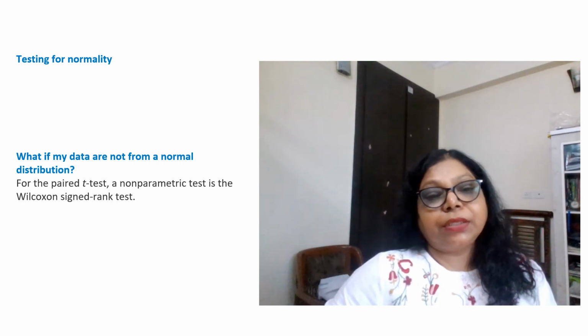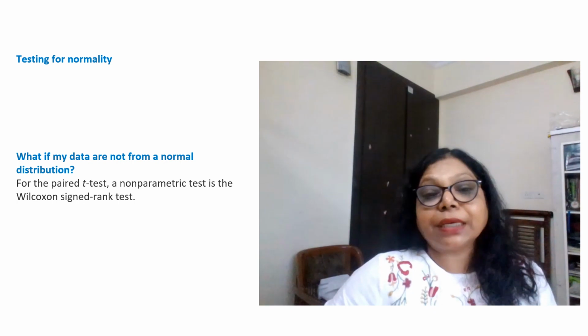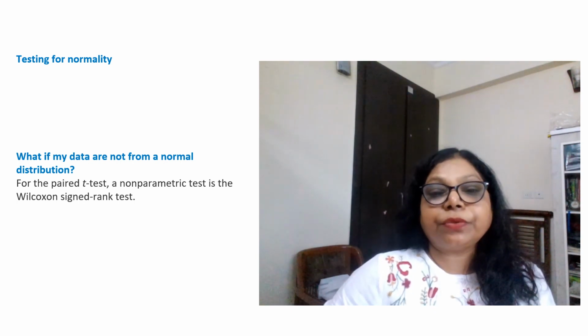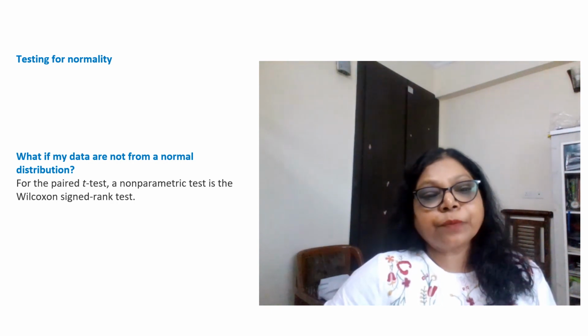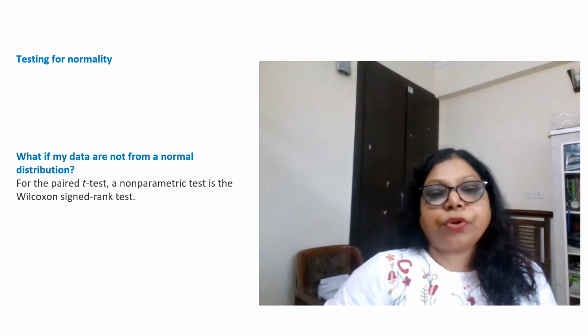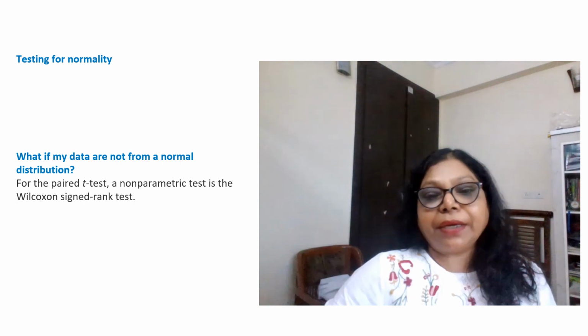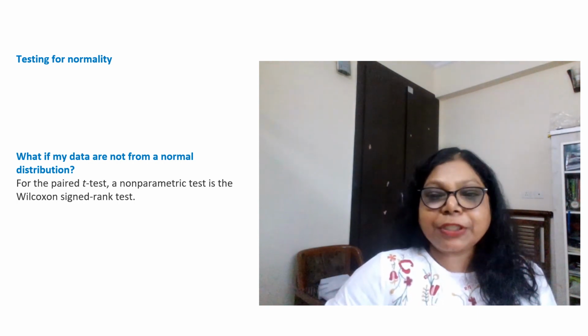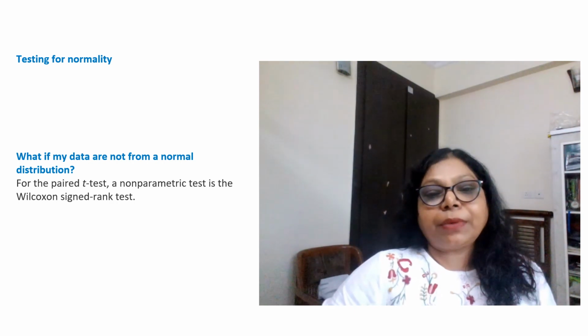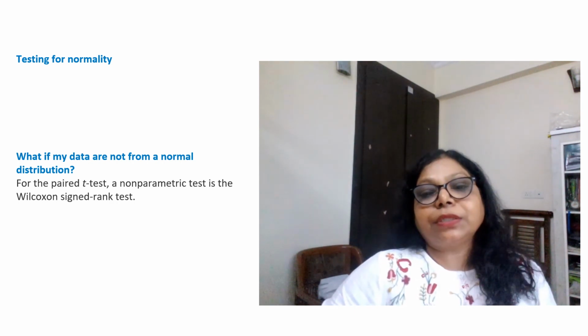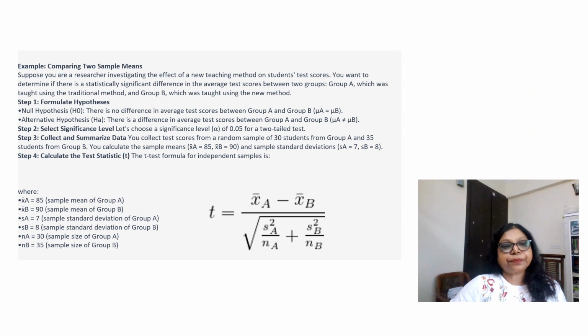Now, if we know the underlying measurements are not normally distributed, and our sample size is large and the test for normality is rejected, what will you do? In this situation, we can use a non-parametric analysis. These types of analysis do not depend on an assumption that the data values are from a specific distribution. For the paired t-test, a non-parametric test is the Wilcoxon signed rank test.